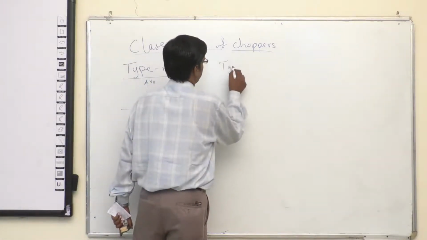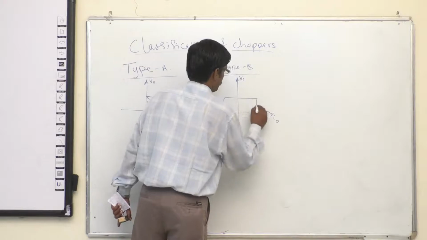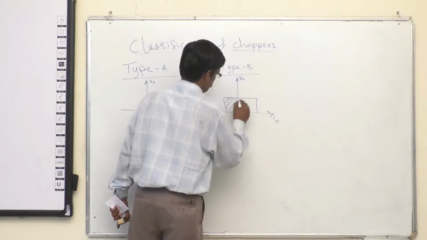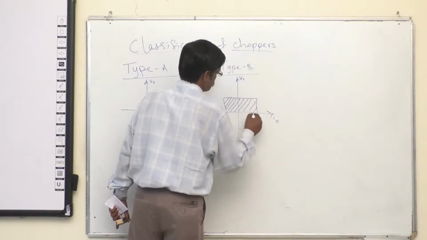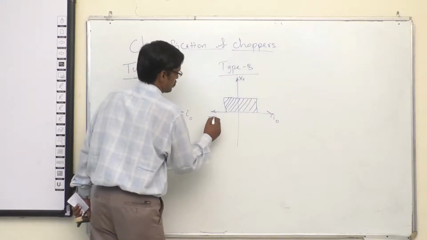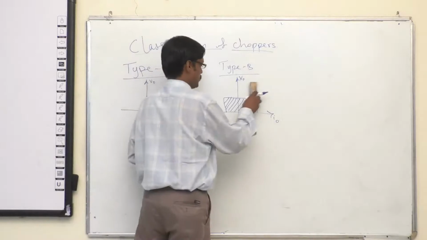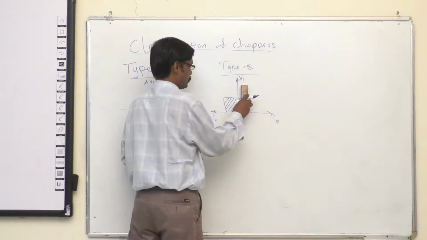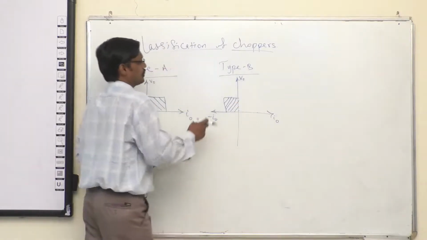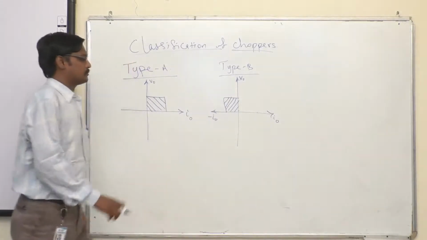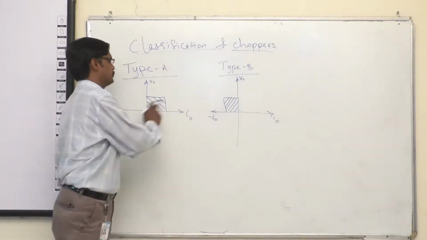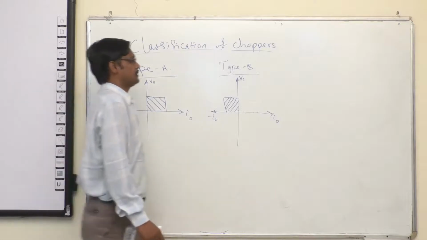Then type B chopper. V0 is always positive, whereas I0 may be positive or negative. Sorry. Type B chopper is going to be a one quadrant chopper. So output voltage is positive, but output current is negative, just opposite to this. That is type B chopper.